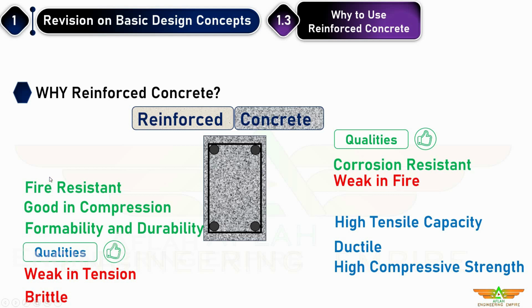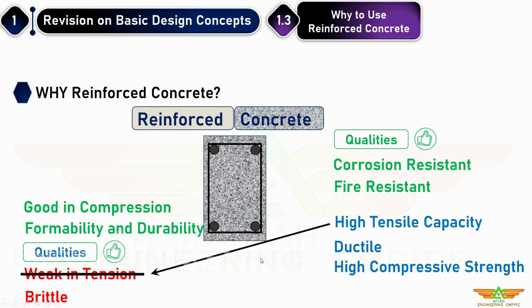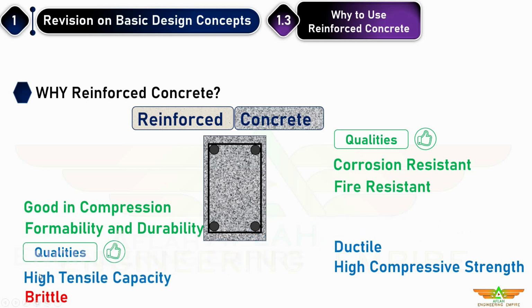The reinforcement is weak in fire. If we cover it with concrete, the concrete will protect it from the fire to some degree, and we are going to get a fire resistant material to a satisfactory level. And concrete is weak in tension, while reinforcement has high tensile capacity, so we eliminate that by providing reinforcement in the tension zones. We said that concrete is brittle and the reinforcement is ductile, so the ductility of the reinforcement will support the concrete so that the overall section will become ductile at some level.